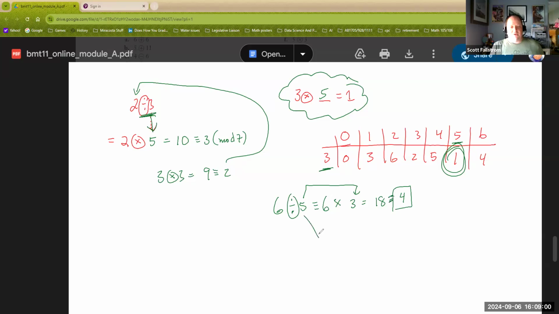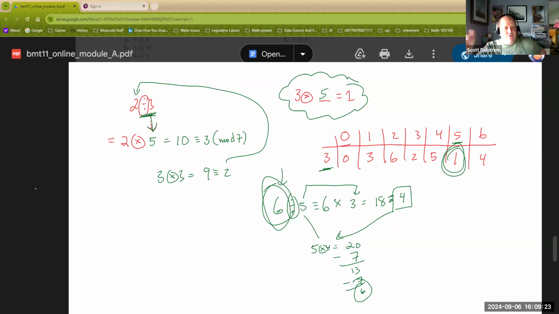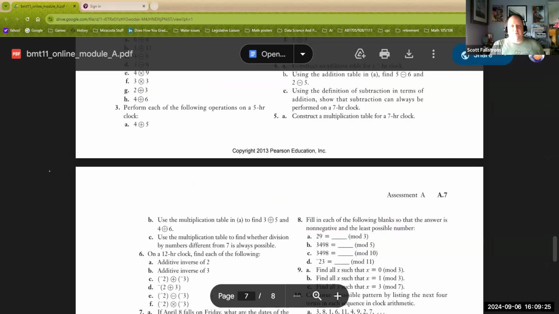And if you want to check it, you come down and say, well, wait a minute. You said 6 divided by 5 is 4? Yes. So what is 5 times 4? Well, 5 times 4 is 20. Take off a 7, and that'll leave me with 13. Take off another 7, and that leaves me with 6. And that is exactly what I should get in my check. That is the connection between what we did with addition previously and what we're doing with addition, subtraction, multiplication, and division right now with the clocks.